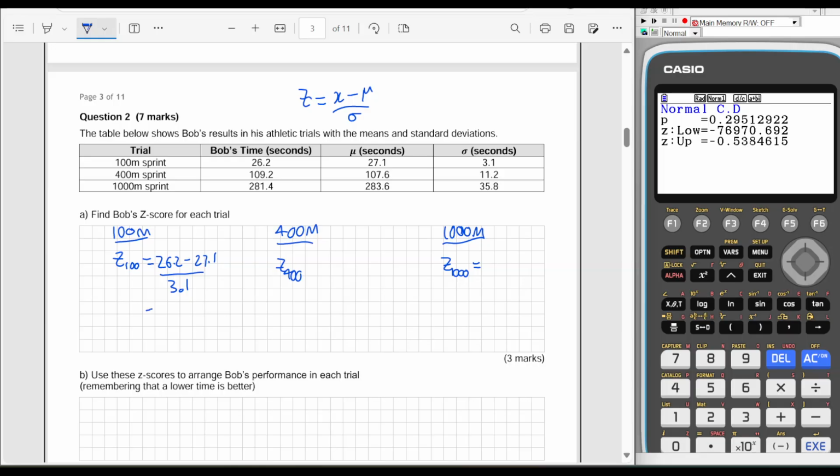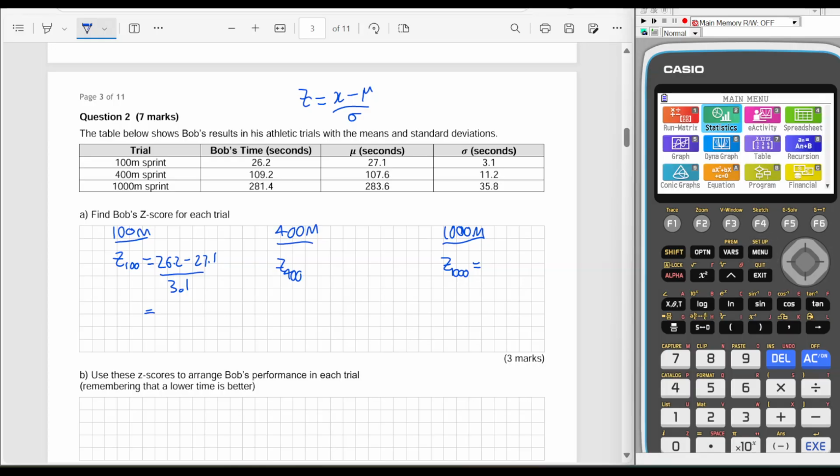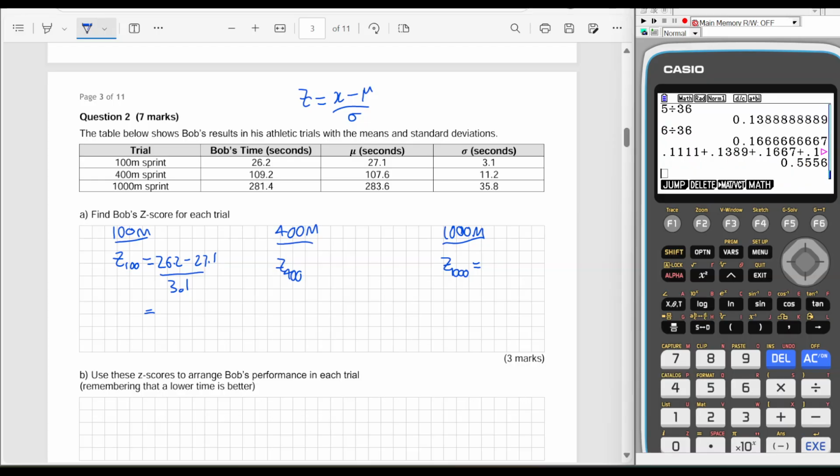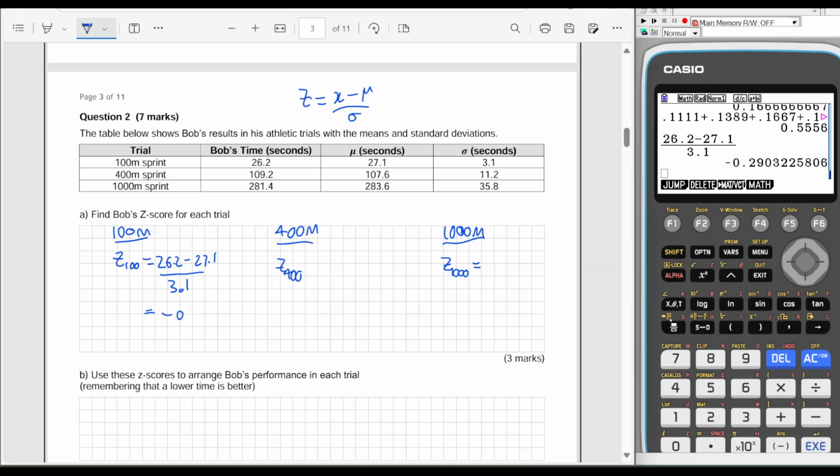I'm hoping it sort of makes sense that the standard deviation is smaller for the lower distance runs. Because it's shorter times that people are running overall, you would expect less variance in those times, just because there's less time in total that they're running. Minus 0.290. I'll show the 0 because we're going 3 significant figures.